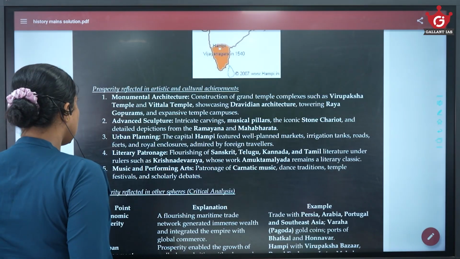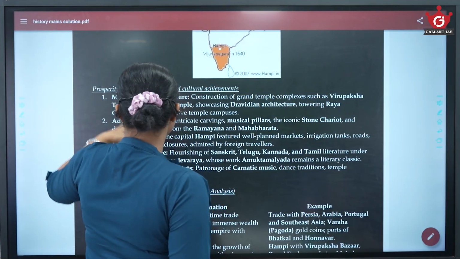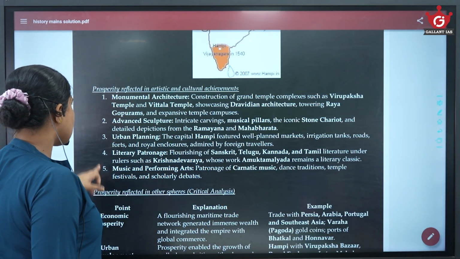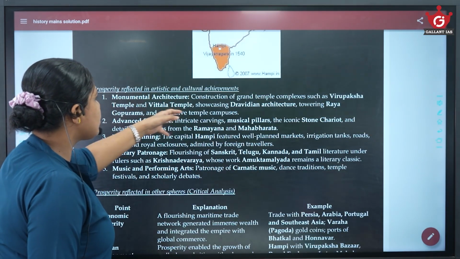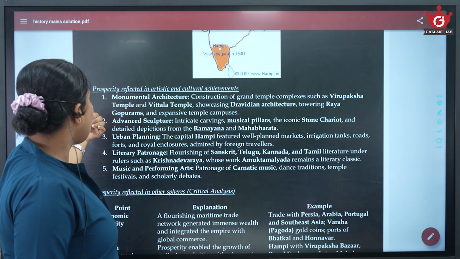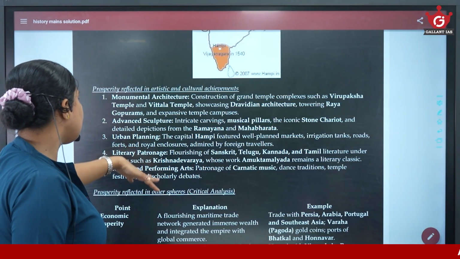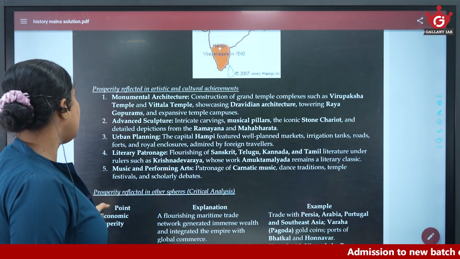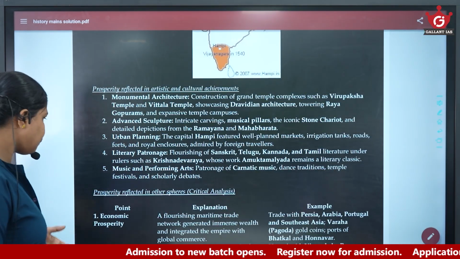Now we can mention music and performing arts like Carnatic music, dance traditions, etc. So all these 5 headings or subheadings show the dimensions you can add to this question. We have given clearly the monumental architecture, sculpture, urban planning, literary patronage, and the music and performing arts. So we have given 5 dimensions to this question.